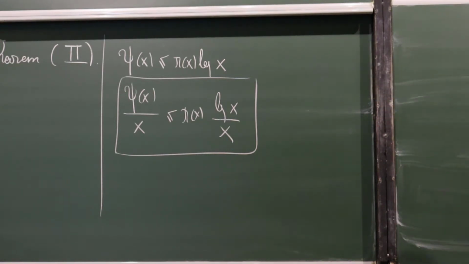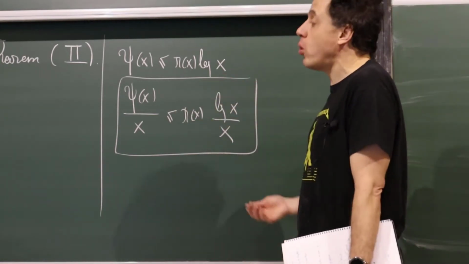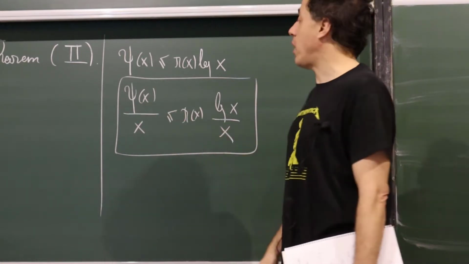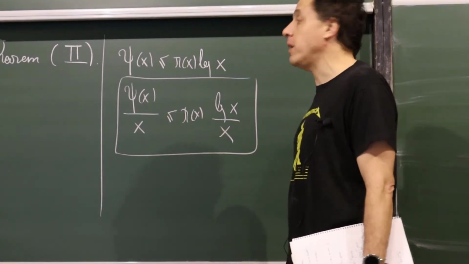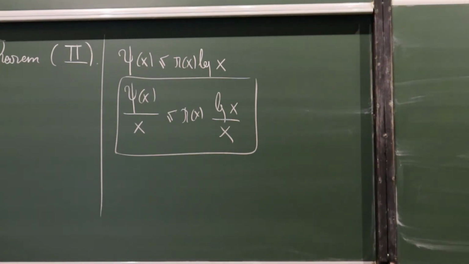Let us observe, for instance, that if the prime number theorem holds, the limit of this part is equal to 1. So the superior limit of this expression must be smaller or equal than 1, for instance. Okay.